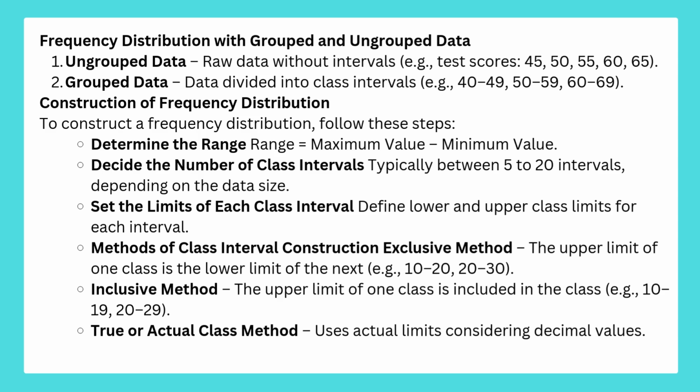Methods of class interval construction. Exclusive method. The upper limit of one class is the lower limit of the next, e.g., 10 to 20, 20 to 30. Inclusive method. The upper limit of one class is included in the class, e.g., 10 to 19, 20 to 29. True or actual class method uses actual limits considering decimal values.